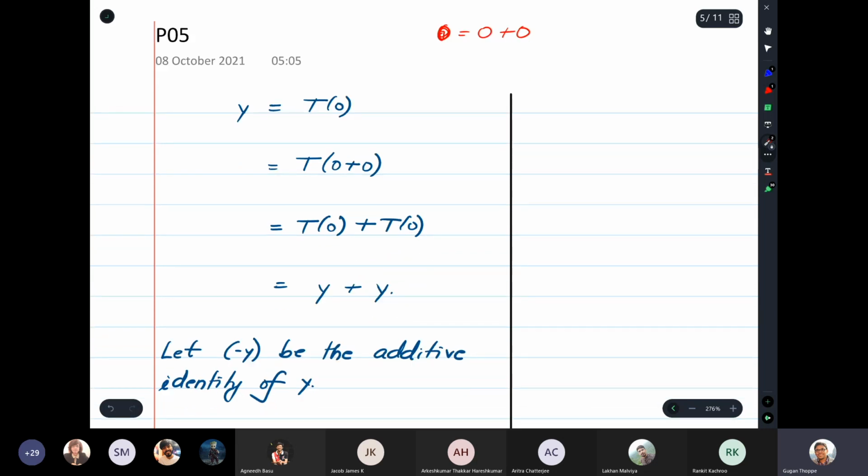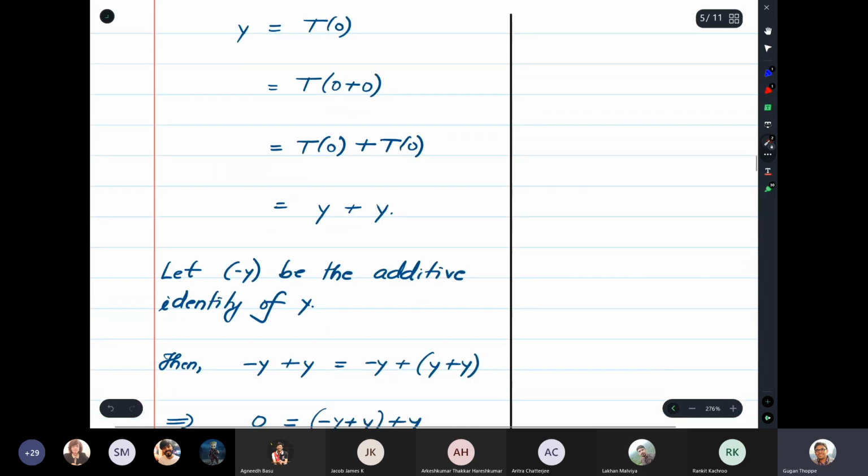So what we have managed to show is that the Y, which lies in this V prime vector space, must satisfy this condition over here. That is, Y must equal Y plus Y. Now, since Y lies in a vector space, along with the addition operation, this vector space is an abelian group, right? So every Y must have an inverse element.